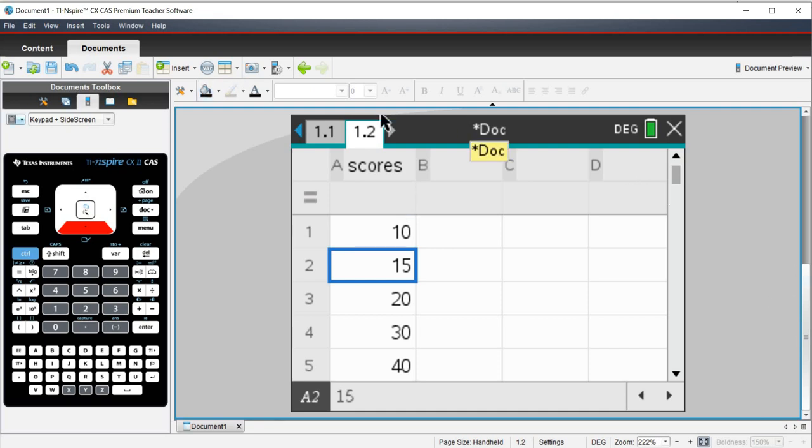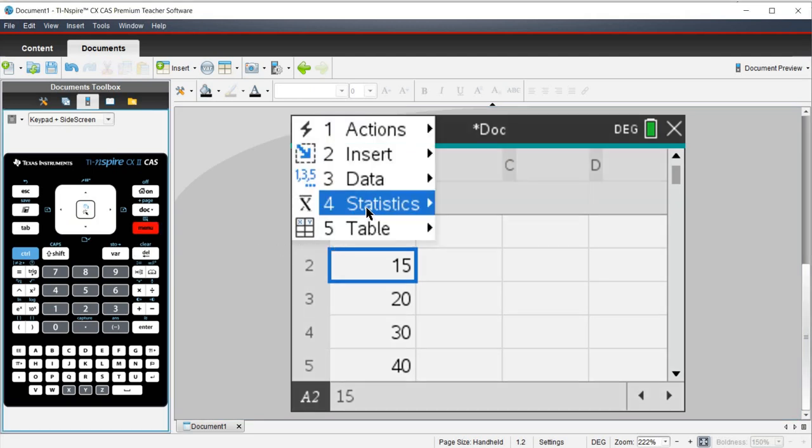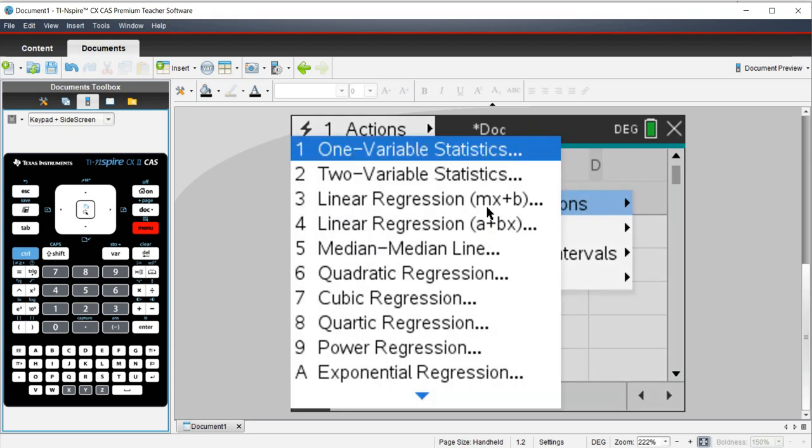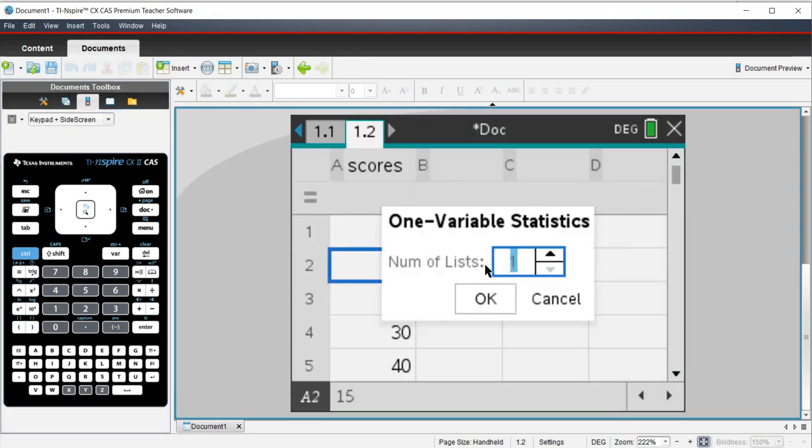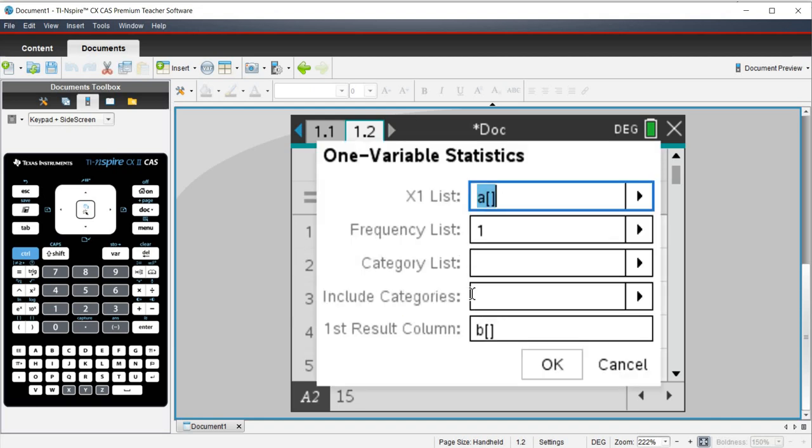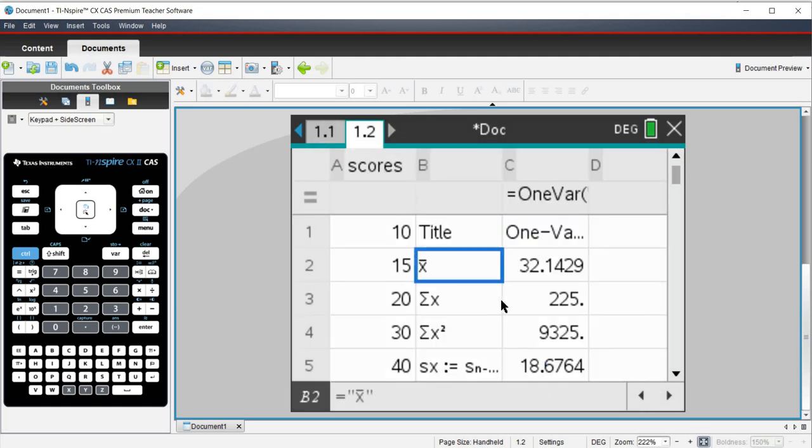So after putting that in, what you need to do is go to menu, statistics, stat calculations, and then one variable statistics, because we're dealing with just one variable right now. And it asks how many lists we have. We have one, so press enter. And then on your X1 list, you want to change this into whatever you typed in, which in this case is scores. That's all you need to do, and then press OK. And then all of this stuff comes up.